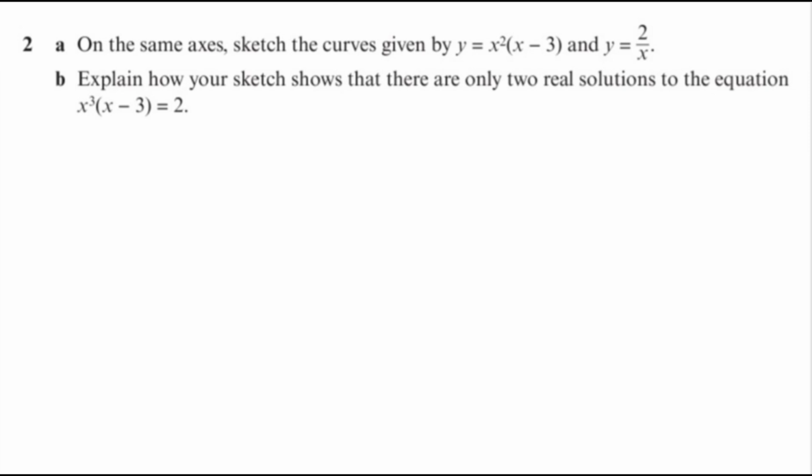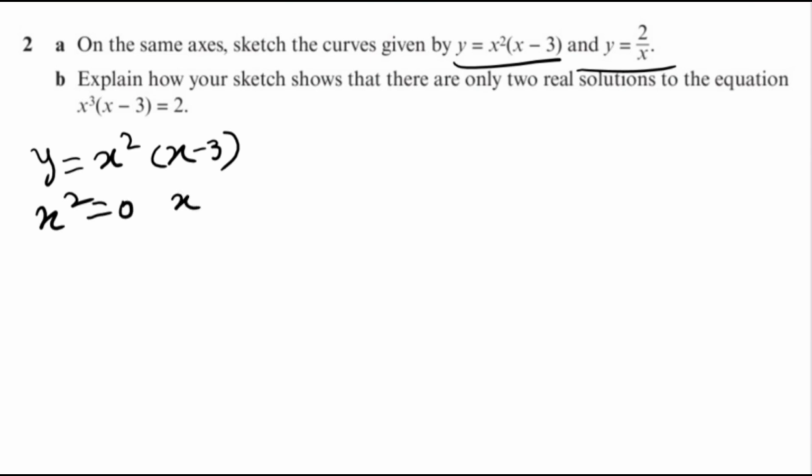On the same axis, sketch the graphs given by y is equal to x squared(x - 3) and y is equal to 2 over x. First, we have to find where this curve is intersecting the x-axis. For that, we always take y equal to 0. So in this function, x squared is equal to 0, so x is equal to 0, and x - 3 equal to 0, so x is equal to 3. So we are getting 2 points, and this is a cubic graph.